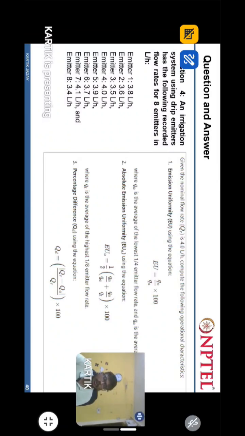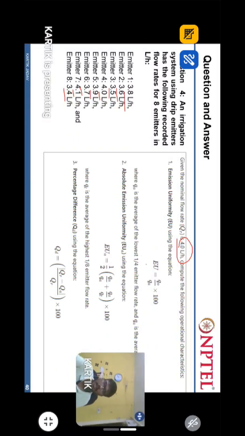So let's move on to the next question, question number 4. An irrigation system using drip emitters has the following recorded flow rates for 8 emitters in liter per hour. So emitter 1 is given as 3.8 liter per hour, then 3.6, 3.5, 4, 3.9, 3.7, 4.1, and 3.4 liter per hour. And what we need to compute here? Given the nominal flow rate QR, that is given as 4 liter per hour, compute the following operational characteristics.